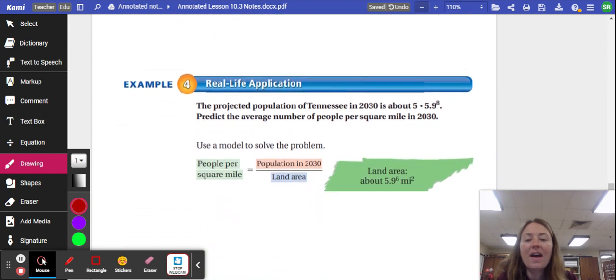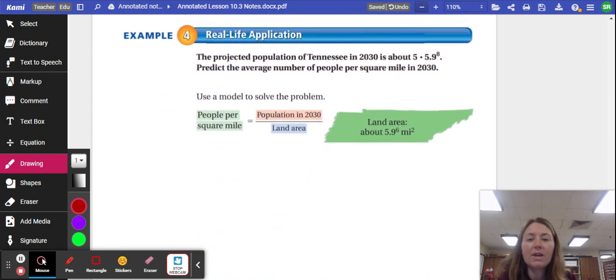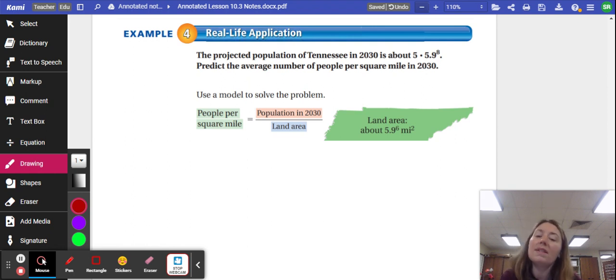And finally, let's look at a real-life application problem where we could apply this. So it says the projected population of Tennessee in 2030 is about 5 times 5.9 to the 8th power. Predict the average number of people per square mile in 2030. So I see that word per. Per usually means division. It also indicates maybe a rate. Okay, so we have a model here that's going to help us solve this problem. So what we're solving for is the people per square mile. That's what I want to know.